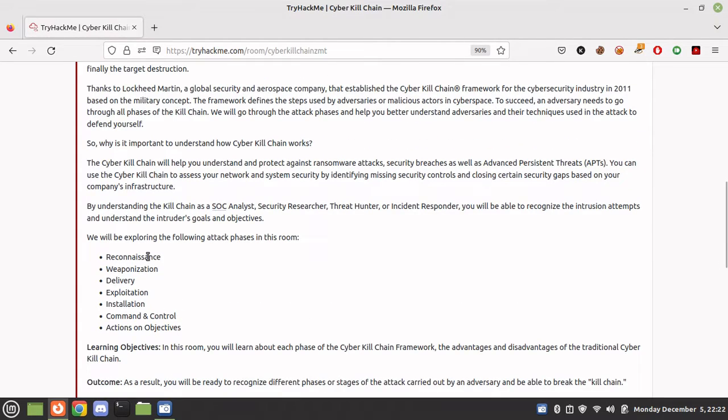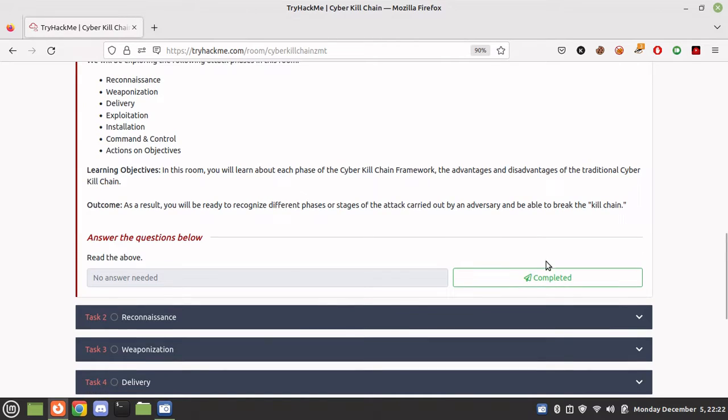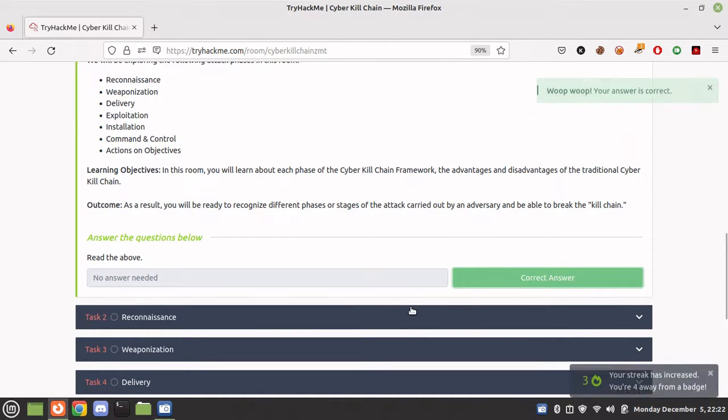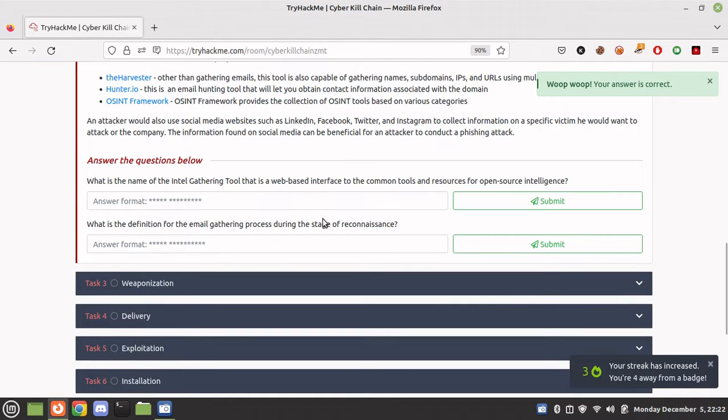There we go. We have first reconnaissance, then weaponization, then delivery, exploitation, installation, command and control, and then actions on objective. Now, we have read the above. Now let's go into the next task.